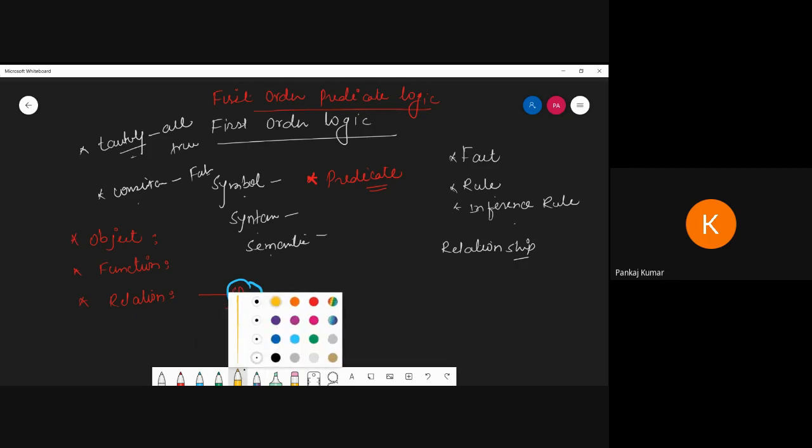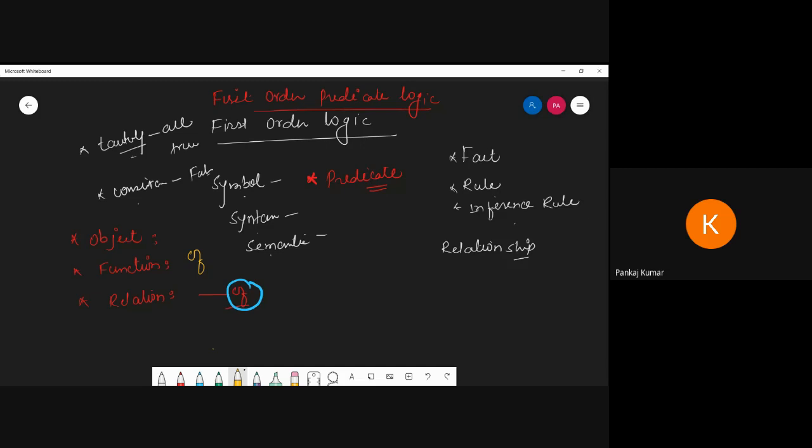Wait, I'm sorry, this is the function. I'm talking about function, not a relation. If something is written with father of, brother of, sister of, that is called a function. And relationship, that means we can establish a relation, that means me and my brother, so that is a relation, we can say that.